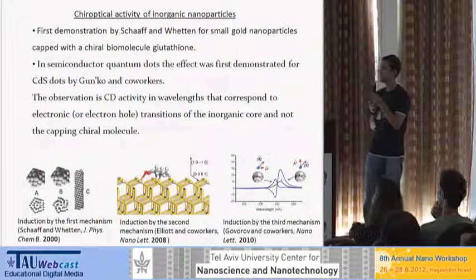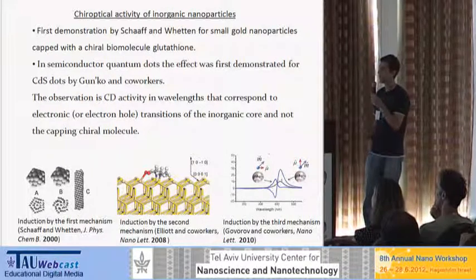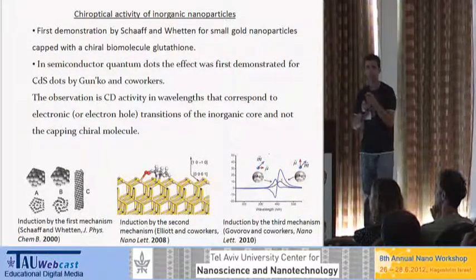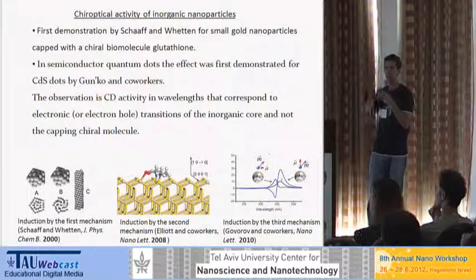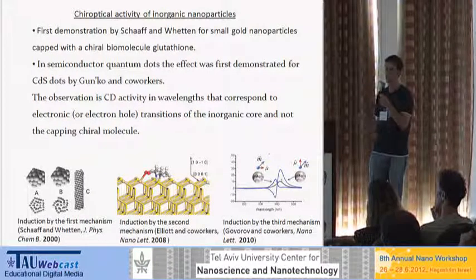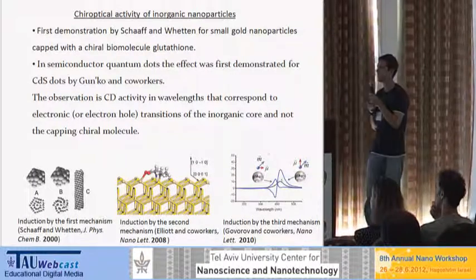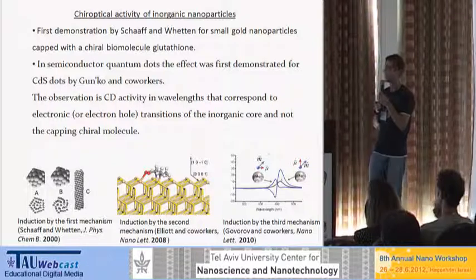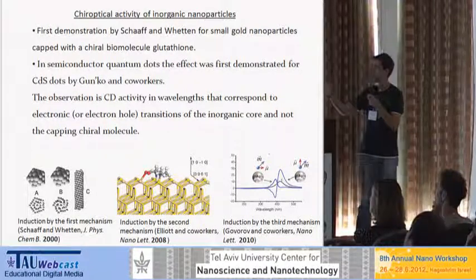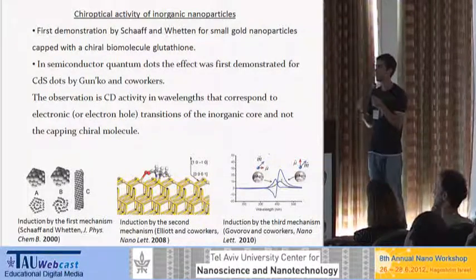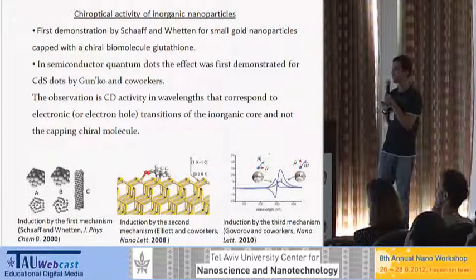And there are three mechanisms which are proposed and discussed. The first, as you can see in the left image, is that basically the whole core is chiral. Somehow the chiral molecule forces the whole nanoparticle to become chiral. This was based on some theoretical work which is considered not so reliable by now, and probably this mechanism never really takes place. The second mechanism, described in the middle image, is that only surface atoms are slightly distorted, and this is enough to generate a CD response in the inorganic core.